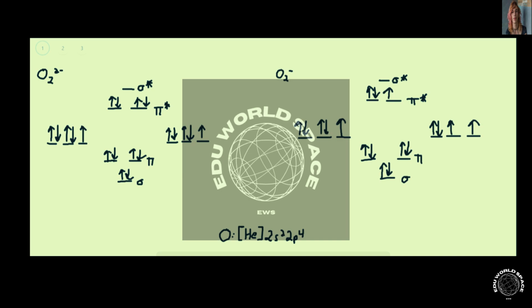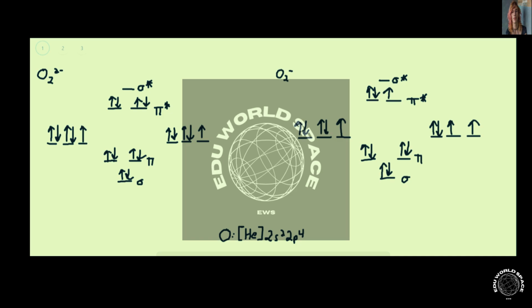So remember, bonding orbitals, by definition, if you put electrons in these orbitals, they form bonds. They make your bond stronger. If you put electrons in your antibonding orbitals, because those are higher energy, that will weaken your bonding. So we can see that peroxide has more electrons in its pi antibonding orbital than superoxide does. And remember, the weaker your bond, the longer your bond will be. The stronger your bond, the shorter your bond will be.